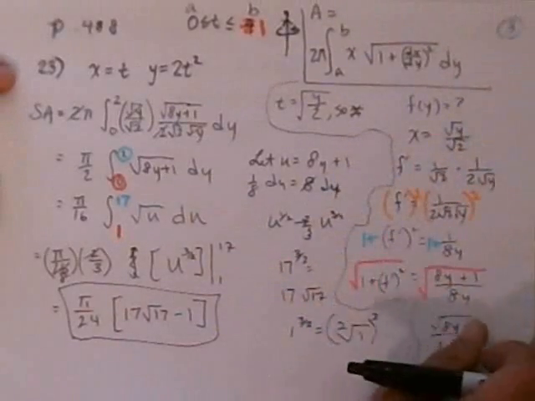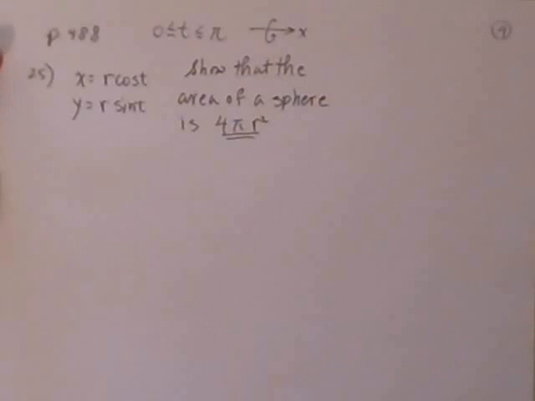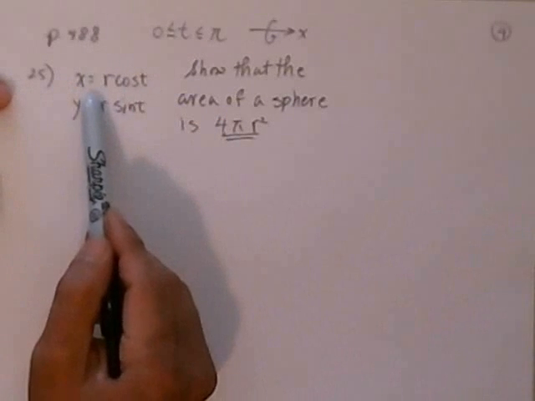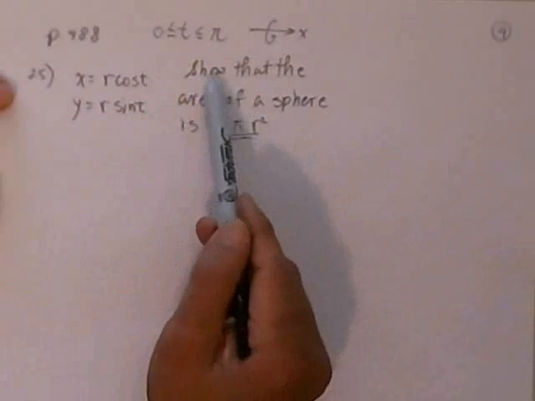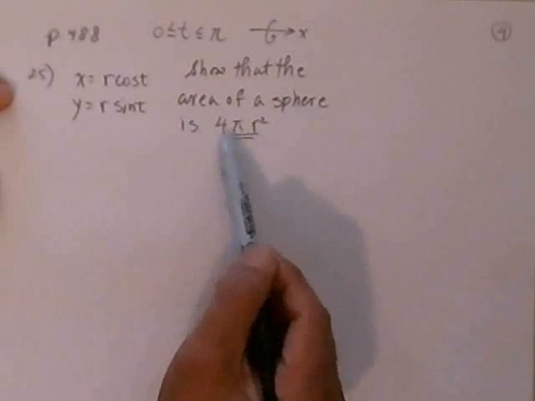Okay, so there it is. The last problem, it's a little bit difficult. First time I tried it with my student, I missed an r somewhere. So let's try to figure this out. This is problem number 28. So you have two parametric equations, x equals r cosine of t, y equals r sine of t. Show that the surface area of a sphere is 4 pi r squared.